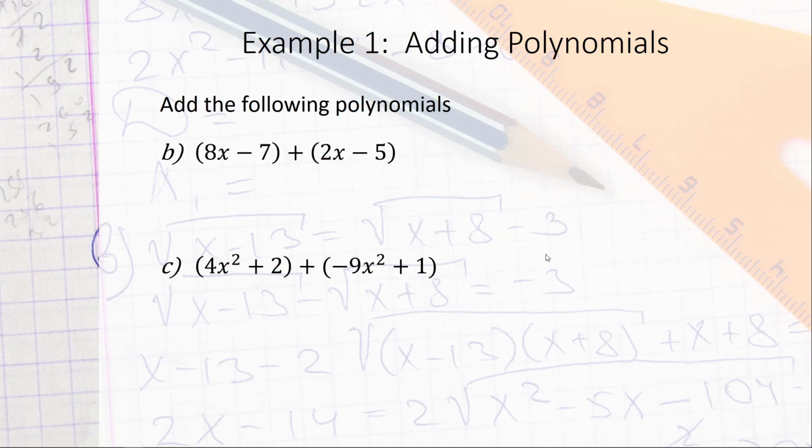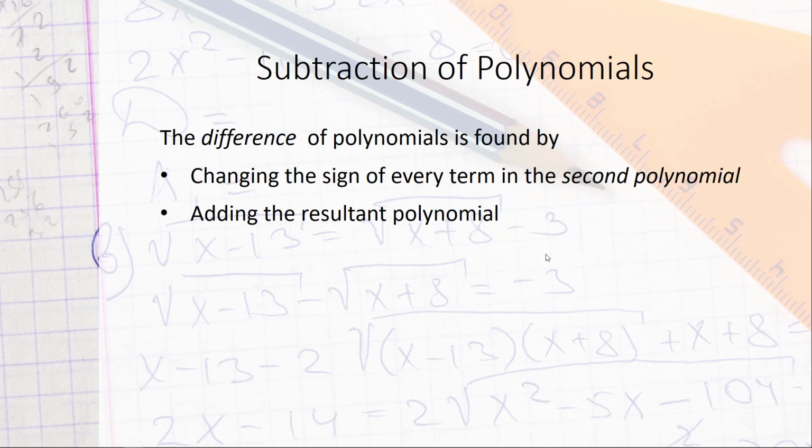Our next task is going to be to deal with subtraction of polynomials. And the way that is going to work is we are going to change the sign of every term in the second polynomial, and then we're going to add up what we have. Now, just to give you an idea of how this works, let's suppose that I want to subtract x squared plus 3 from negative 2x squared plus 4. How do we do that? Well, once again, I'm going to basically change the sign of every term and then add them up.